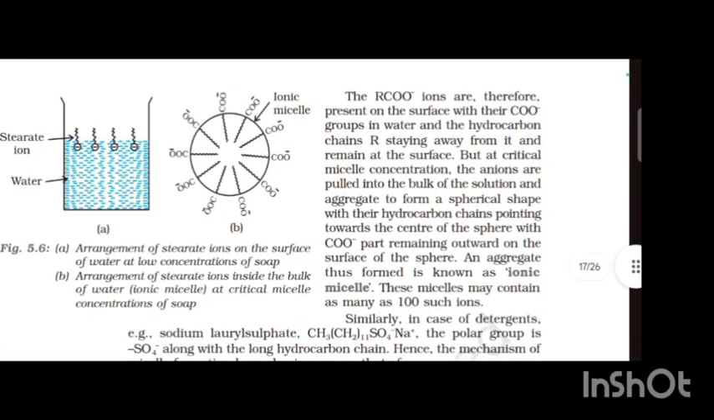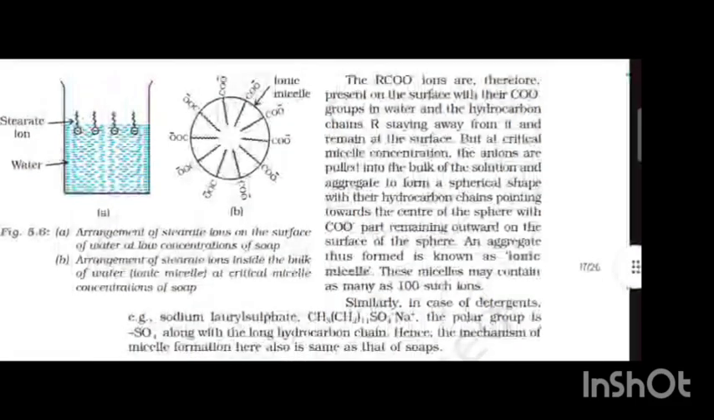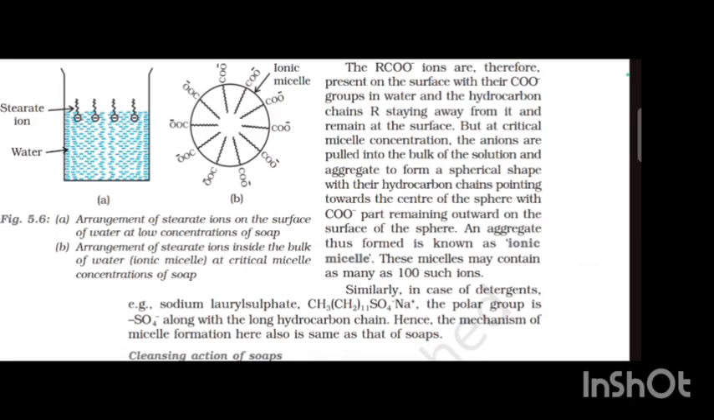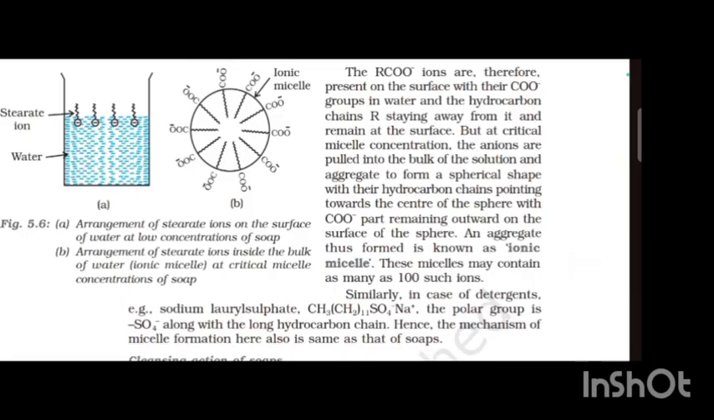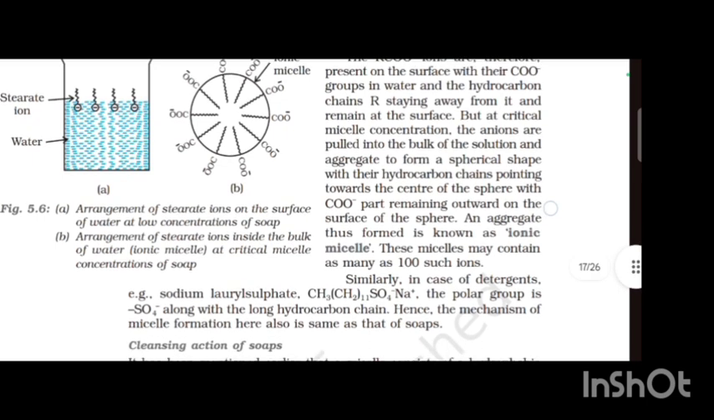The RCOO⁻ ions are therefore present on the surface with their COO⁻ groups in water, and the hydrocarbon chains staying away from it at the surface. But at critical micelle concentration, the anions are pulled into the bulk of the solution and aggregate to form a spherical shape with their hydrocarbon chains pointing towards the center of the sphere, with the COO⁻ part remaining outward on the surface of the sphere. An aggregate thus formed is known as an ionic micelle. These micelles may contain as many as 100 such ions.